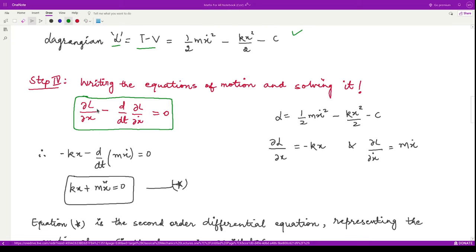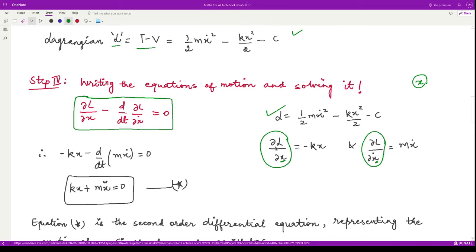So here we have this L. We have to first calculate del L by del x, and then we have to calculate del L by del x dot. Why x? Because now our coordinate system is reduced to Cartesian coordinates, and we are talking about one dimension only. So we only have x here.